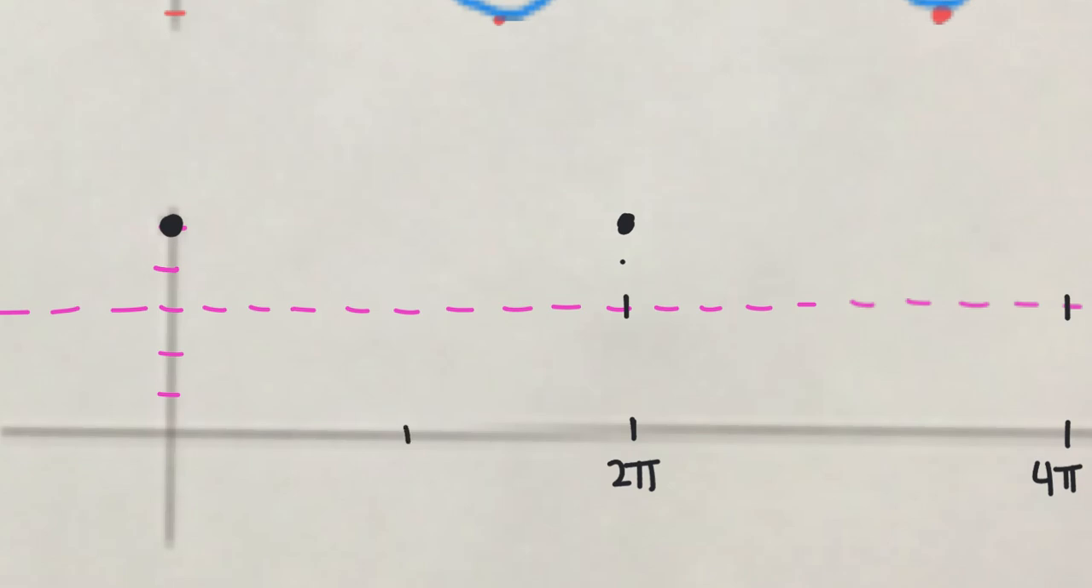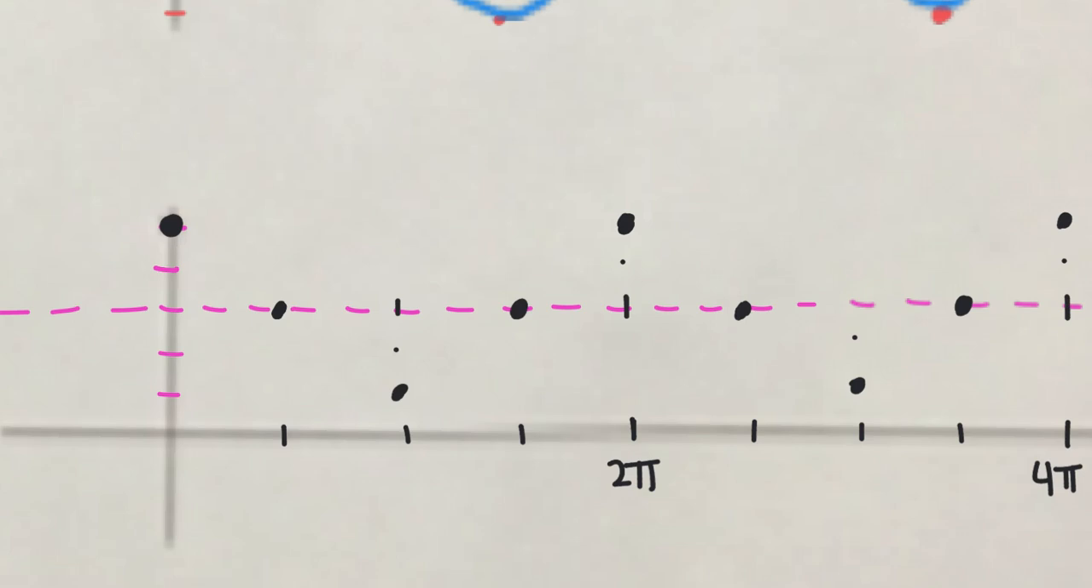In the middle, we go 2 units down from your midline, and that's where your minimum is going to be. And then in the middle of your max and min, we're going to have a 0 on your midline. It's not on your x-axis, it's on the midline. Now we can come over here and do another period. At 4 pi, I'm going to be 2 units above. In the middle of that, I'm going to be 2 units below. And in the middle of those maxes and mins is where I put my zeros.